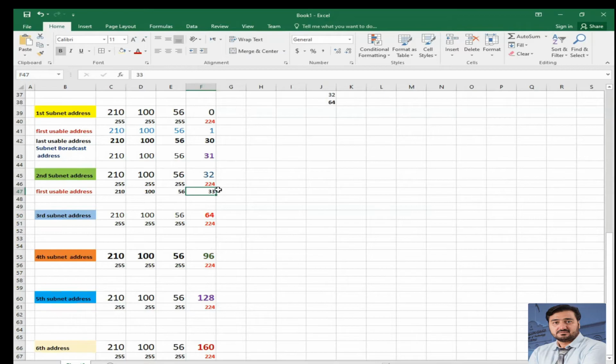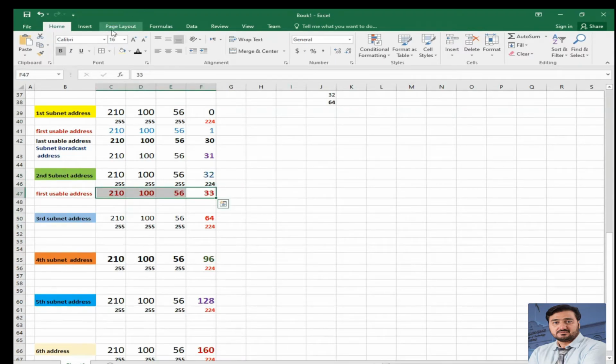First usable address means this address you can assign to the PC. Okay, let me make this one. This address you can assign to the PC, 33 from the second subnet. So second subnet 33. Okay, what is the last usable address of the second subnet?